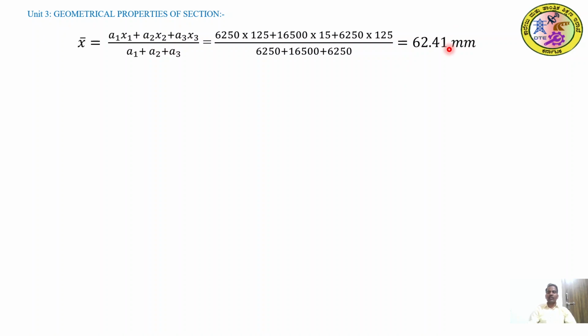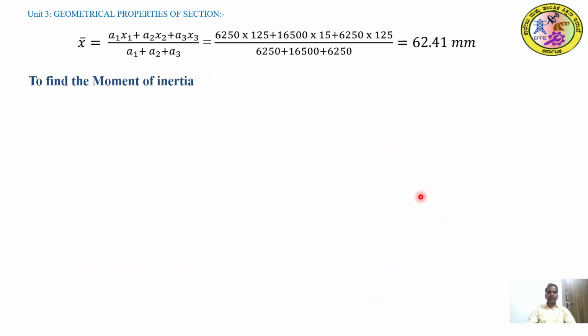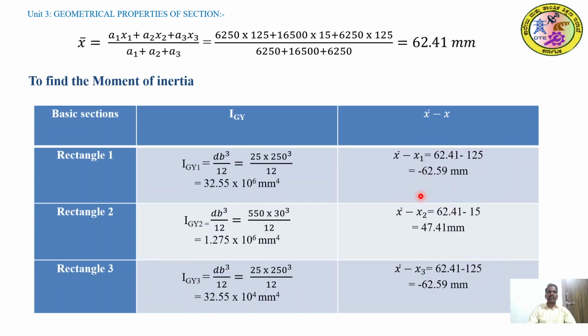We need to mark it in the C section. Therefore, let's mark here, that is 62.43 from the y axis. So here we have marked the center of gravity of the C section. Let's find out the moment of inertia for the given channel section.